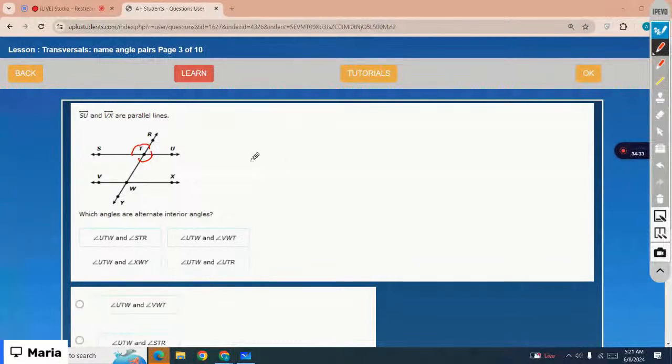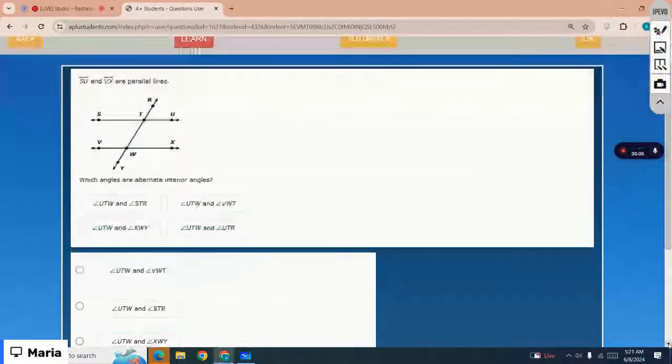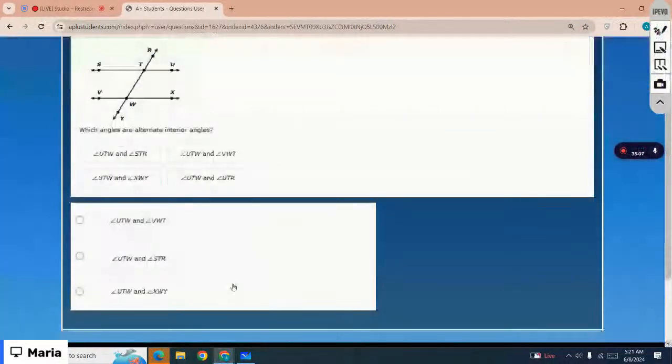UTW and VWT, they are not interior angles. Then UTW and XWY, they are the interior angles, right? Option number 3 is the correct option. That is UTW and XWY. Option number 3 is the correct option.